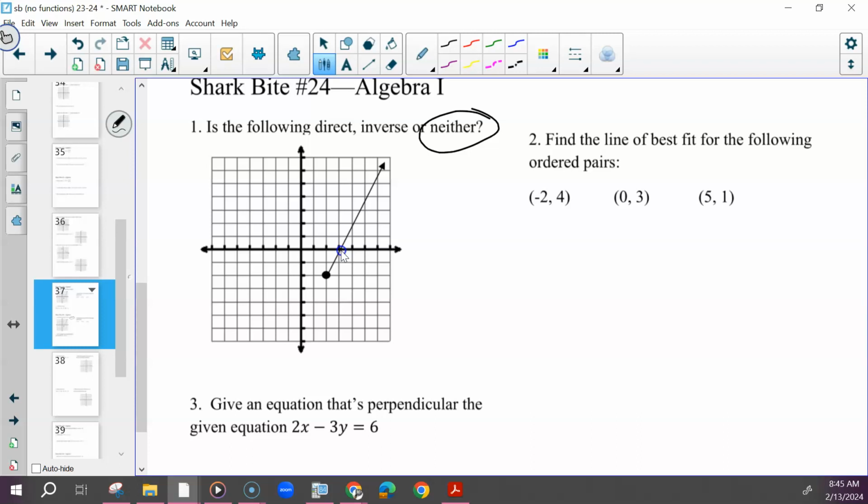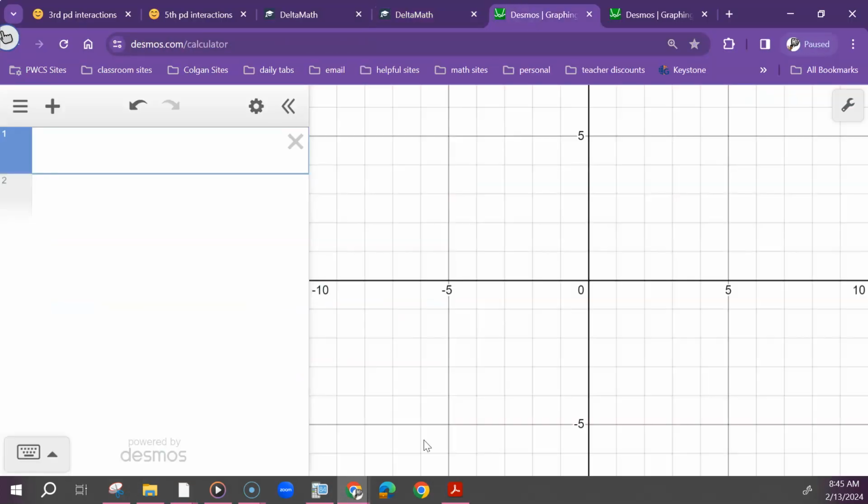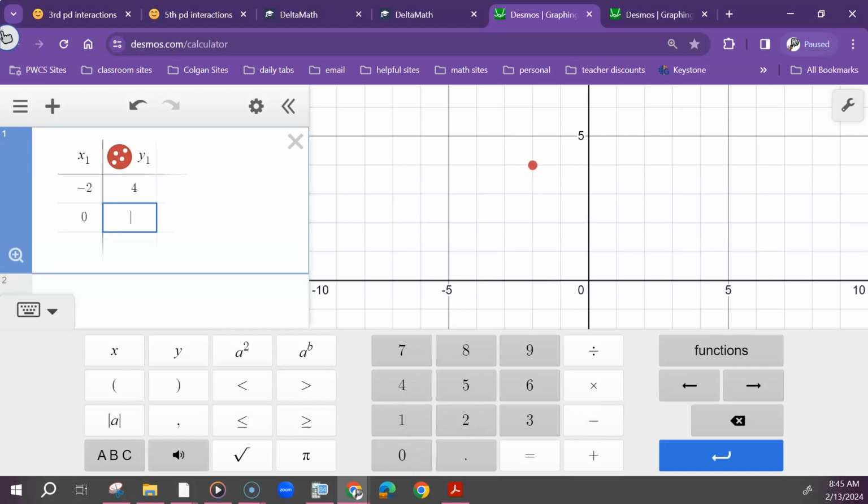To find our line of best fit, we would use the calculator or Desmos for that. So I could go into this and make a table using all the ordered pairs. Negative 2, 4, 0, 3, and 5.